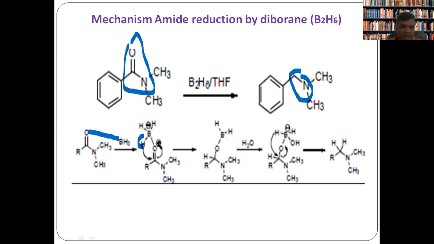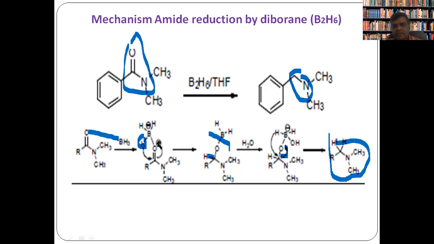After that, hydride ion transfer. This hydride goes to the carbon. The carbon pi bond is opened on the oxygen, and the carbon hydrogen bond formation takes place. This is the carbon hydrogen. And then hydrolysis, H and OH are added across this boron and oxygen, and then hydride ion transfer to the carbon, followed by the bond cleavage between this carbon and oxygen. And finally, we get the amine.